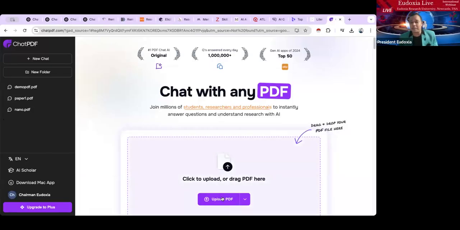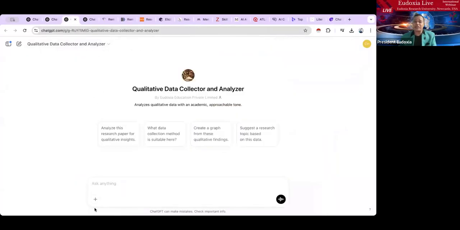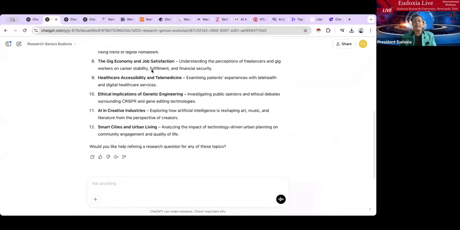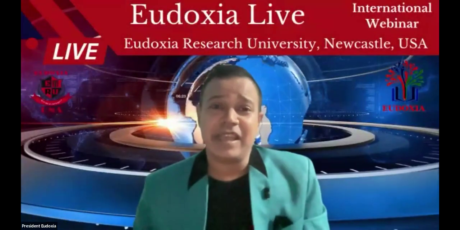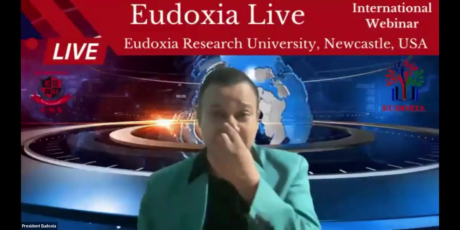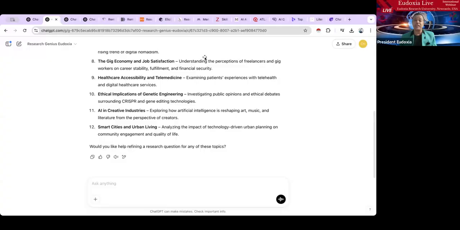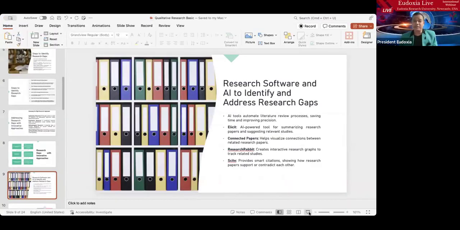Any PDF you can just upload and explore. This facility is also available in our Research Genius and Qualitative Data Collector. Here also you can upload any PDF and get answers to all your questions. So now you see that we have understood that AI is definitely the brainstorming part, because AI will give you the opportunity to quantify your research. You have to bring your research to the next level by using artificial intelligence.